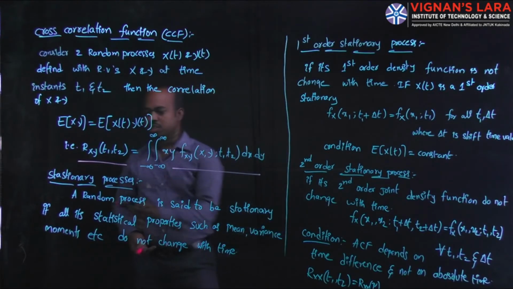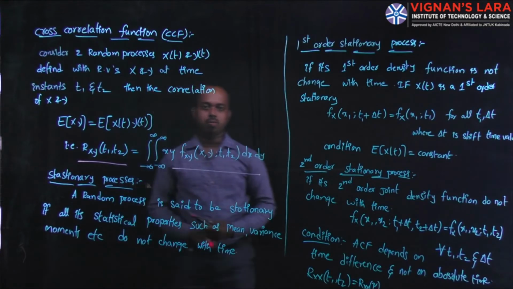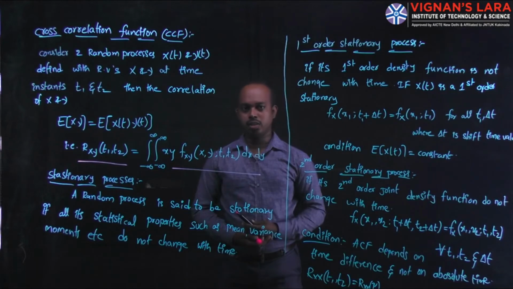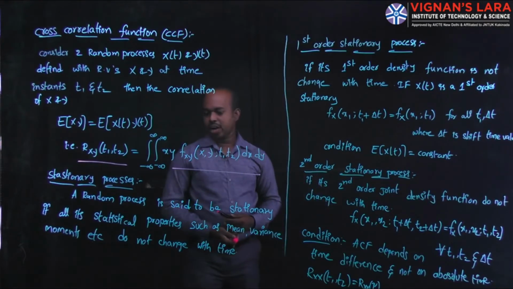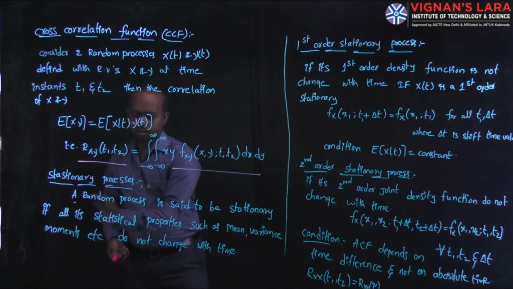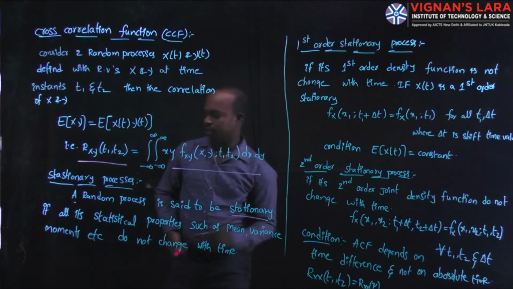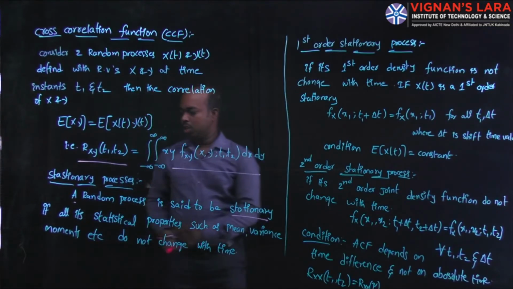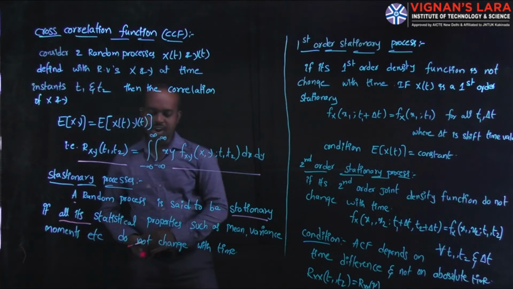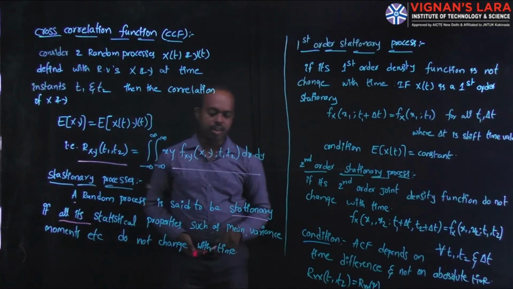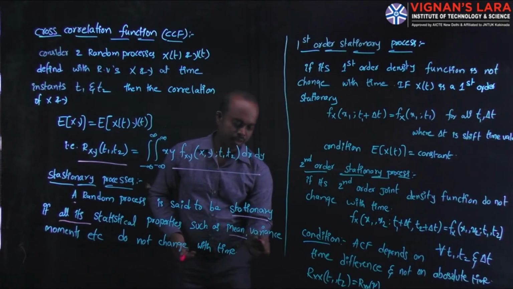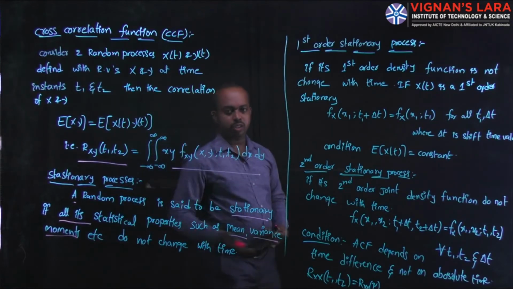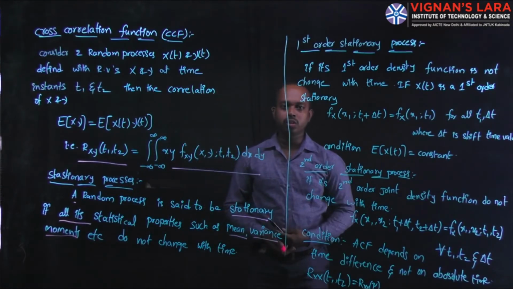Now you can go for another topic. The next topic is the stationary process. How do you define a stationary process? Here, a random process is said to be a stationary process if all its statistical properties, such as mean, variance and moments, etc., don't change with time.